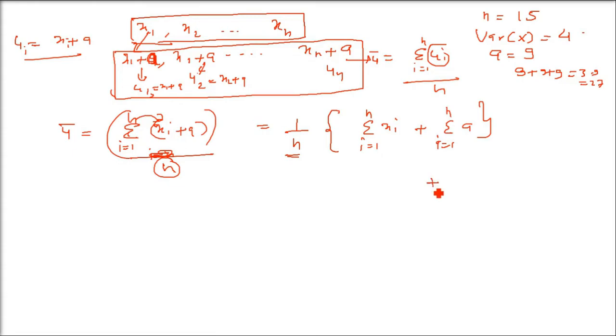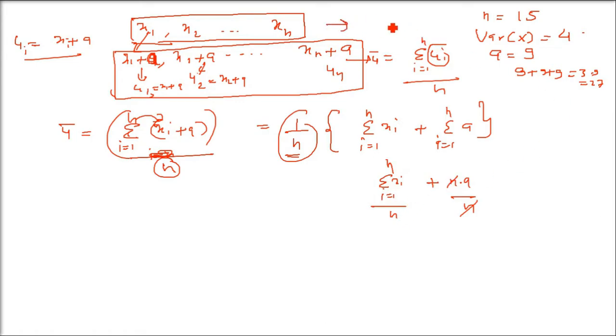So similarly, you have sigma a. If it is n times, it's n into a, and 9 was 3 times, so 3 into 9. So you can write sigma i equals 1 to n a as n a. And this was already there, sigma xi, 1 to n. Now divide by n because n was already outside. Now divided by n, this also n. So here n gets cancelled. You get only a here.